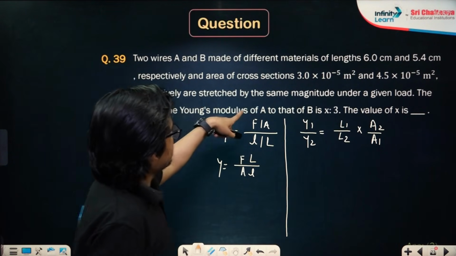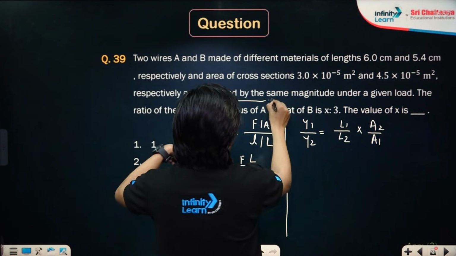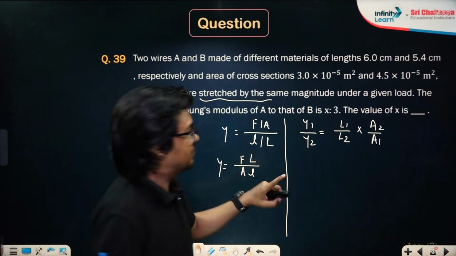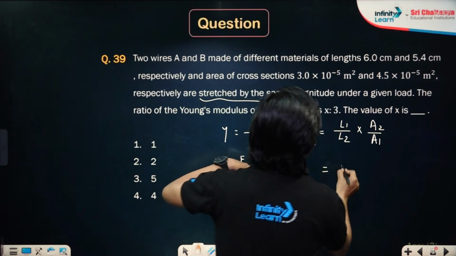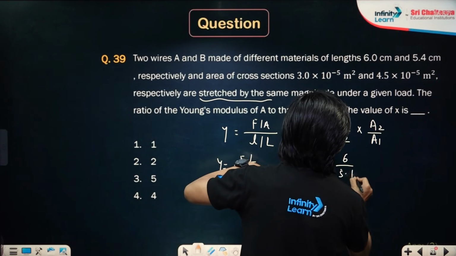Okay. Same magnitude. They are stretched by the same magnitude. That is a small L. The change in length is the same for both of them. So you will do L1 by L2 into A2 by A1. L1 is 6, so 6 divided by 5.4.